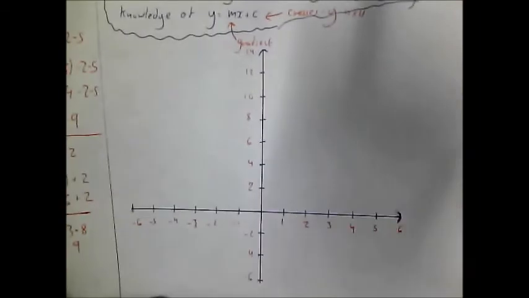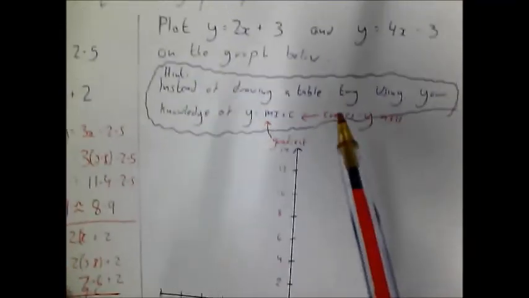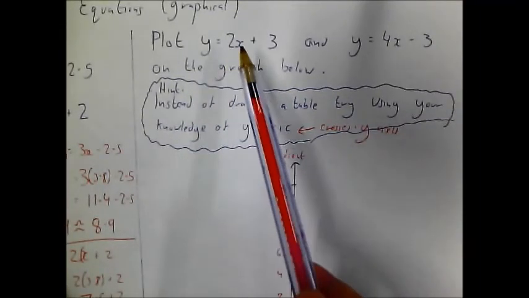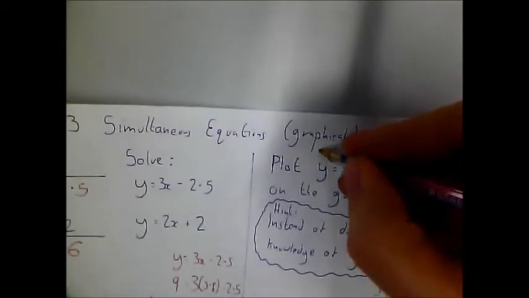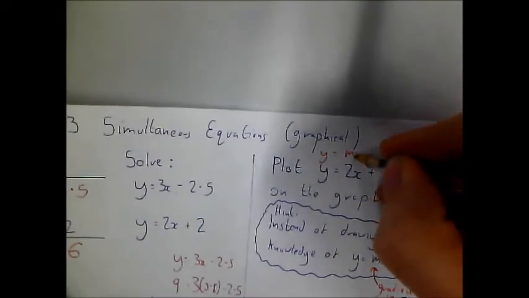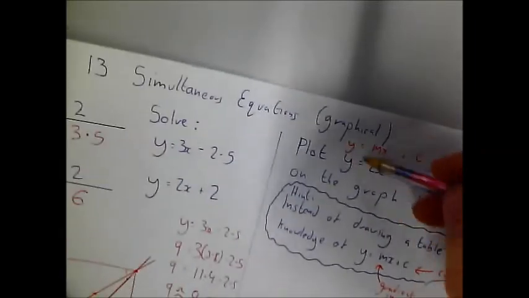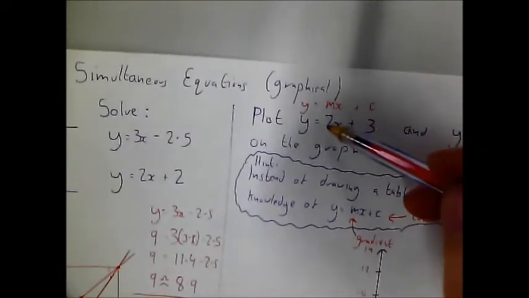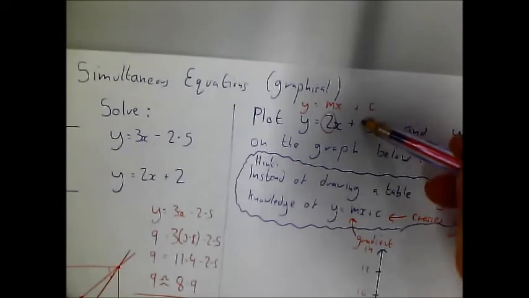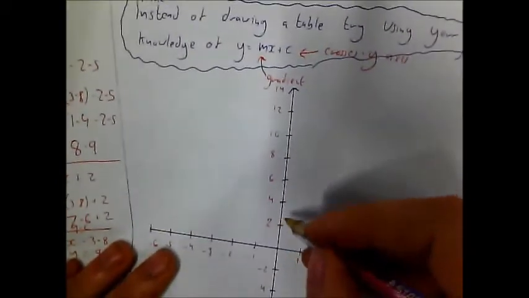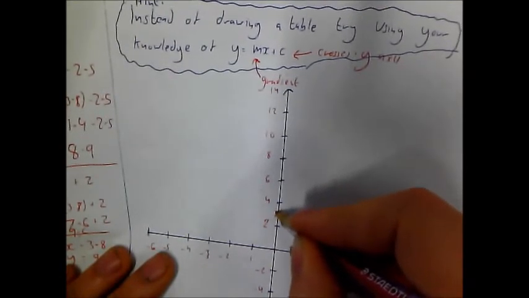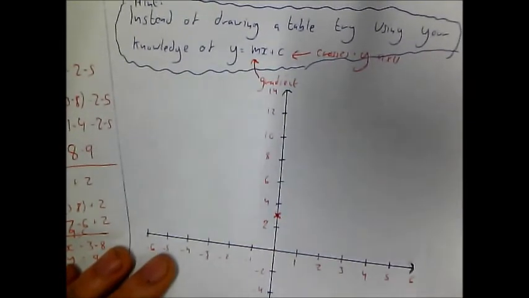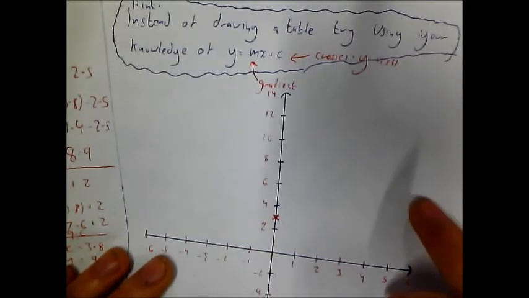Okay, so let's look at my first equation. It's y equals 2x plus 3. So if I put y equals mx plus c above it, I can see it matches up nicely. Okay, so 2 is the gradient, and 3 is where it crosses the y-axis. So I know that it's going to cross my y-axis here. I've got my first point.